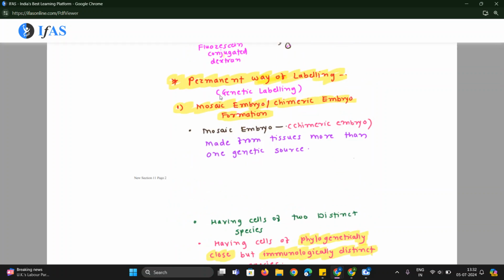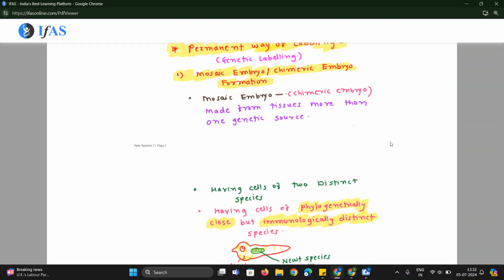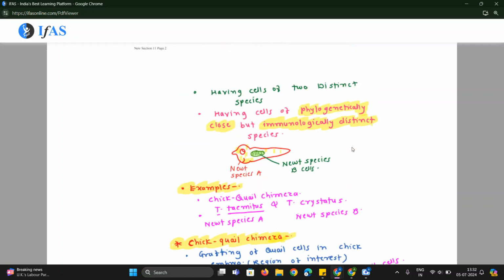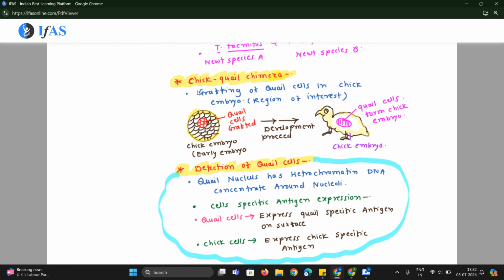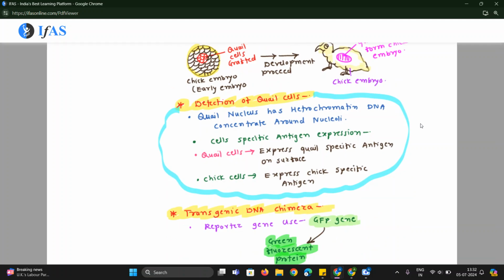Genetic labeling is a permanent way of labeling. Here you see the chick-quail chimera. The quail cells are grafted into the region of interest in the chick embryo. Upon development, we get the full grown chick embryo, and you can see the quail cells. The quail nucleus has heterochromatin DNA concentrated around the nucleoli, and cell-specific antigen expression is there. Quail cells express quail-specific antigen on the surface, and chick cells express chick-specific antigen.